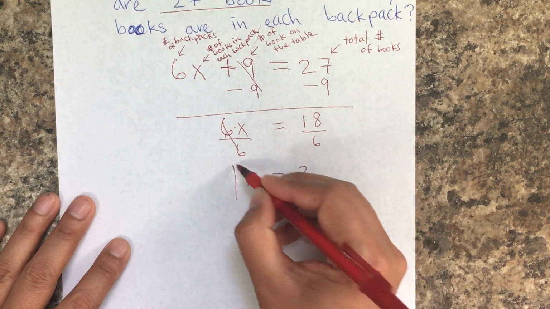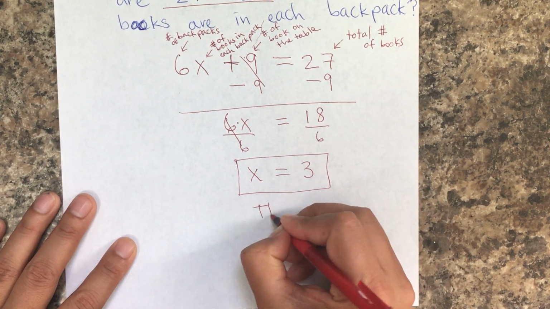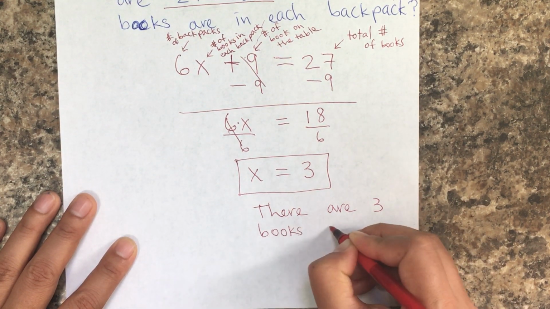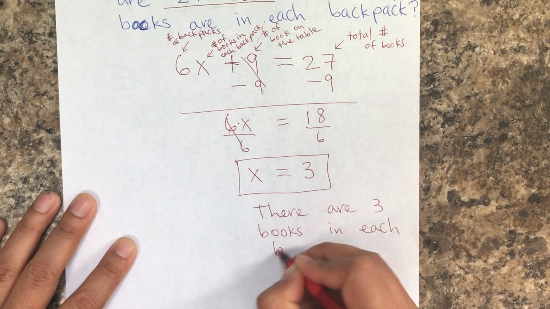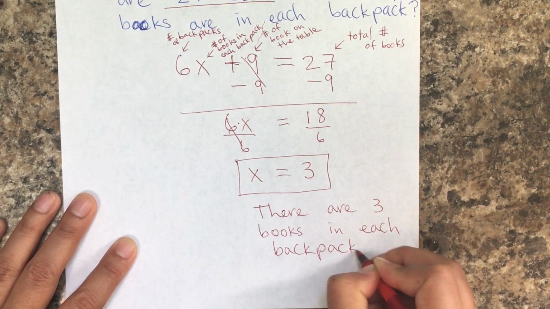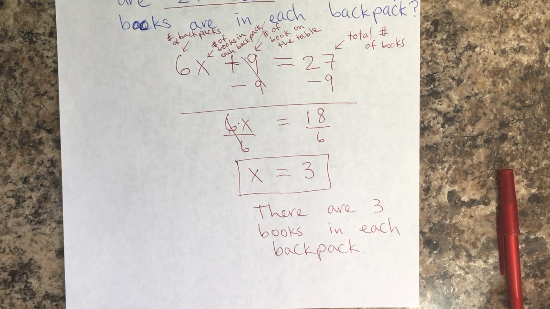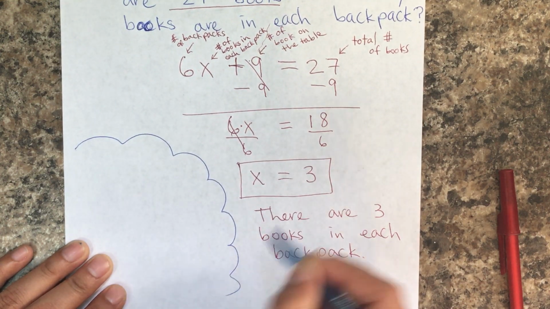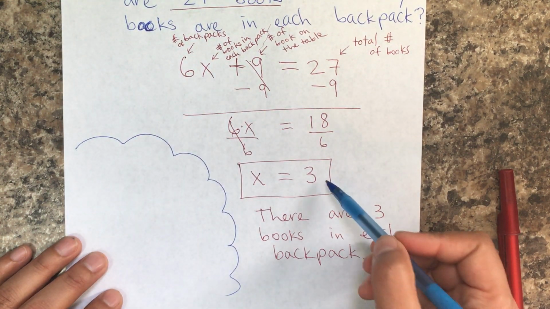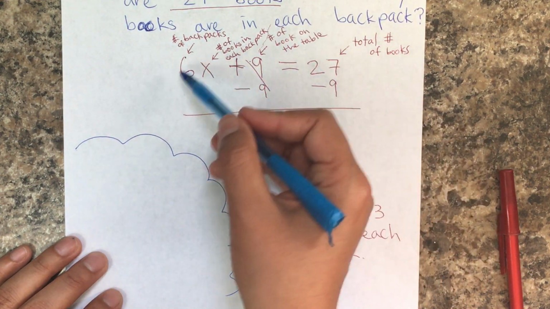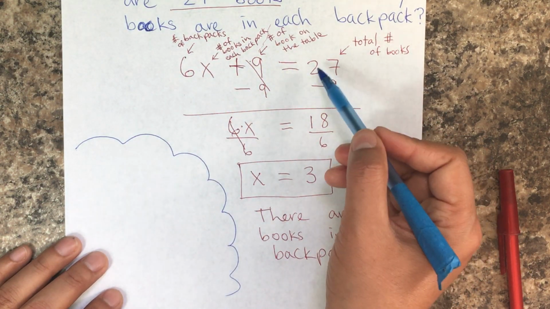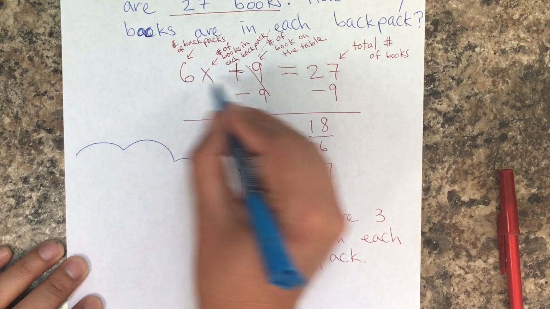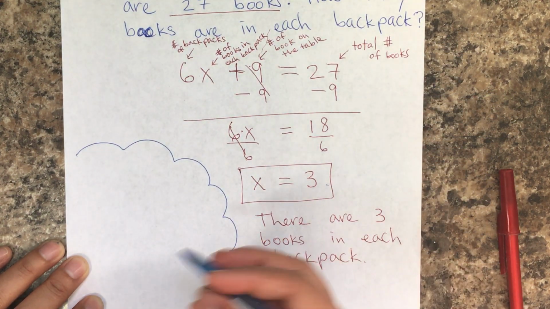That means that there are 3 books in each backpack. Okay. Also, we're going to check the answer. And remember that the check is to see if this is the right answer for this expression. But if you set up the expression incorrectly, then you are not necessarily always correct. So this needs to be correct in order for everything else to be correct.